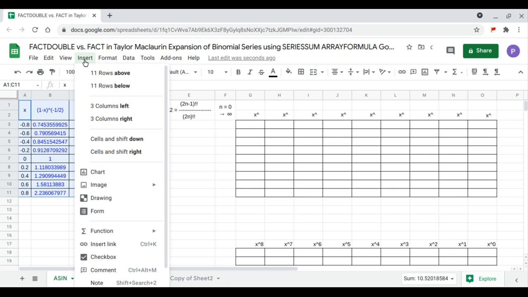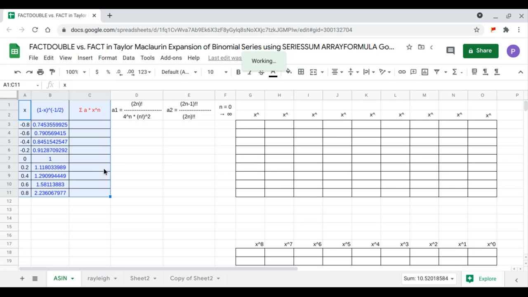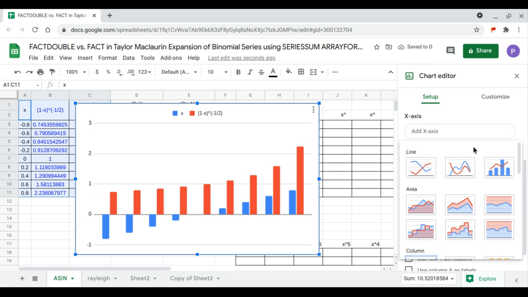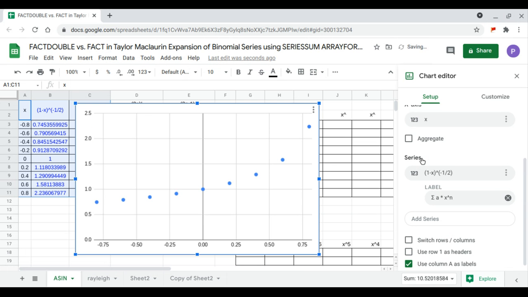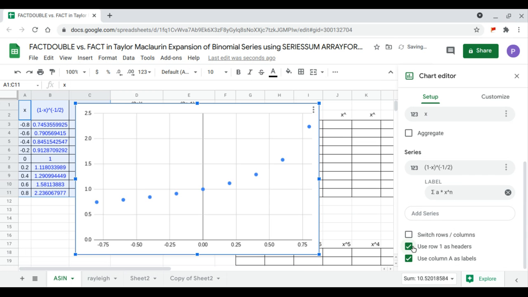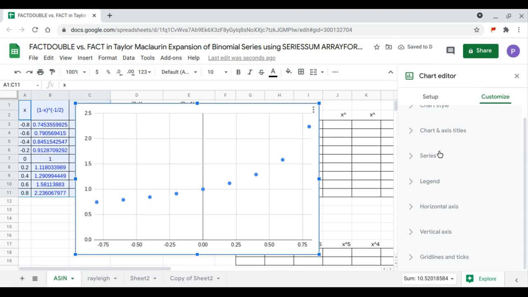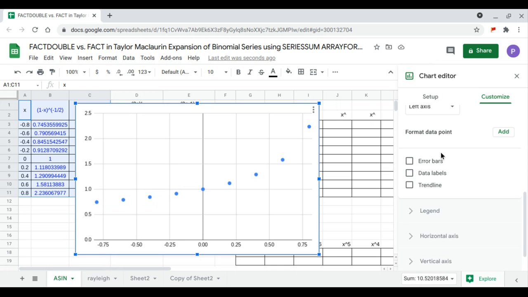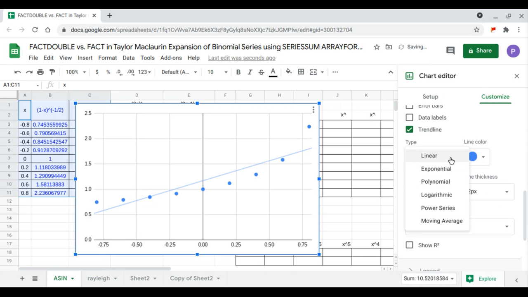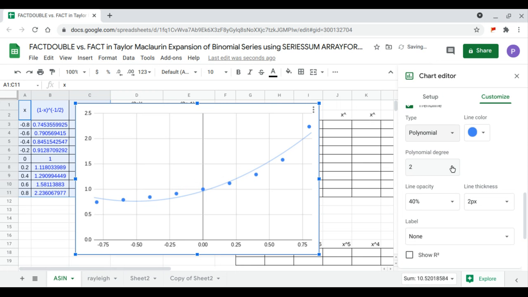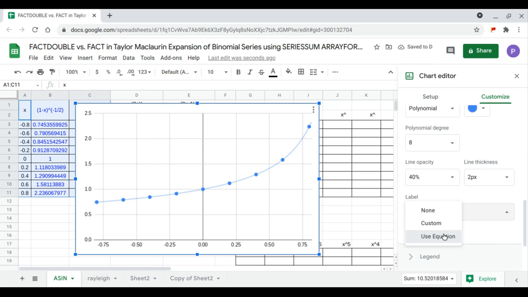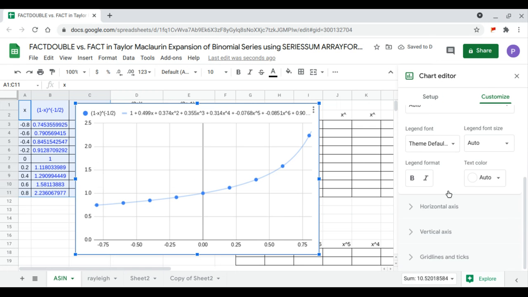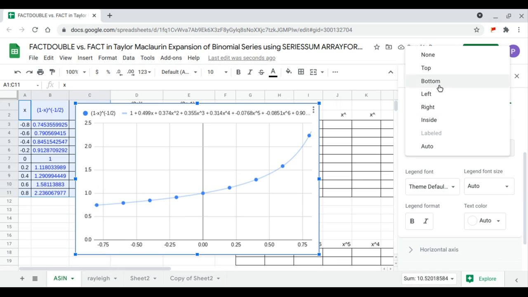And we'll chart this. Insert chart. And we'll use scatter chart. Row 1 as header. And the series, you choose a trend line. Show a trend line polynomial to the 8th degree. For the label, use the equation. And the legend, position at the bottom.